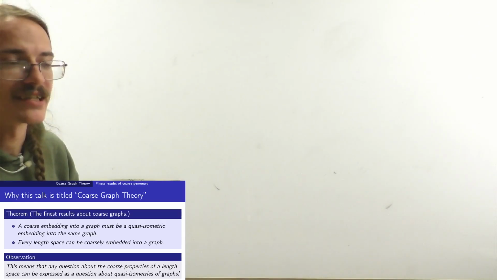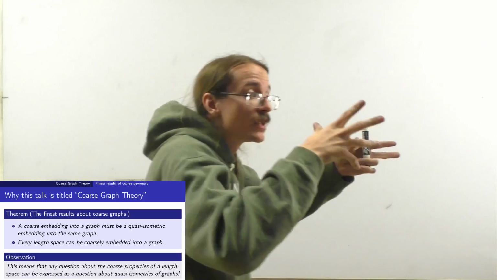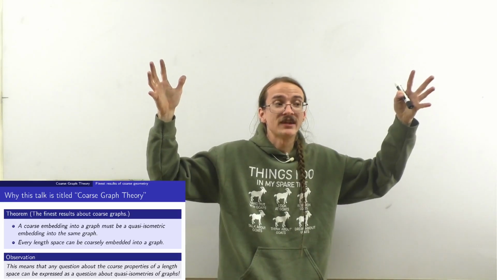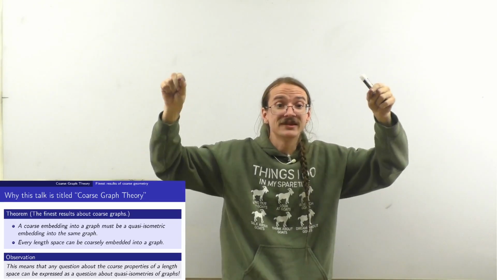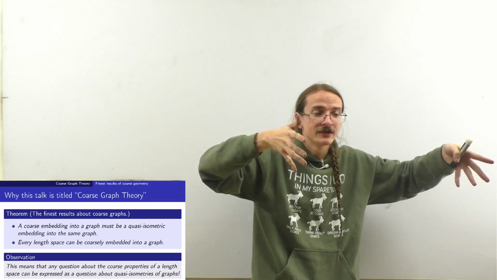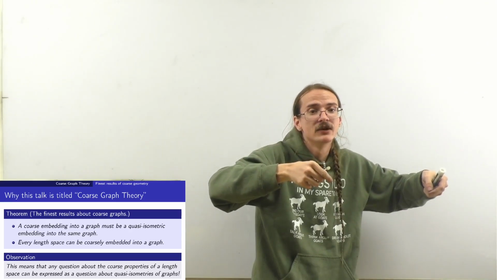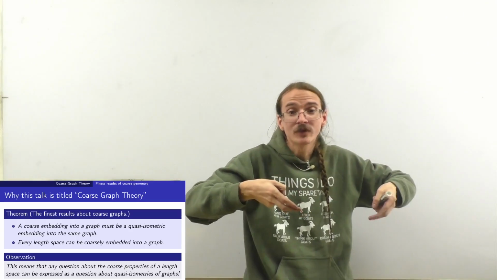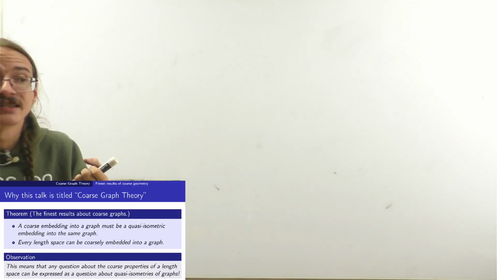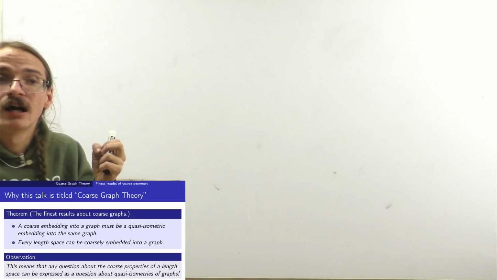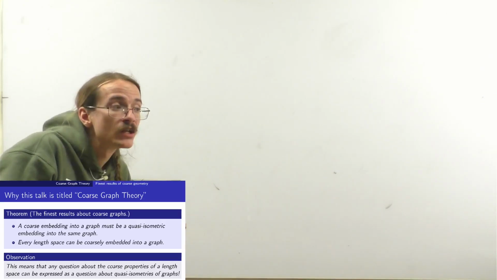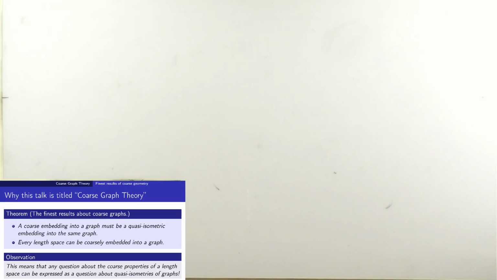But first, let's take those on faith for just a minute. Every length space, everything with a meaningful idea of paths, I can put into a graph coarsely. But then everything I can put into a graph coarsely, I can put into a graph quasi-isometrically. So really, every question I could possibly ask you about meaningful notions of paths, I can turn into a question about quasi-symmetries on graphs. And that's pretty cool. So I think we should prove that.